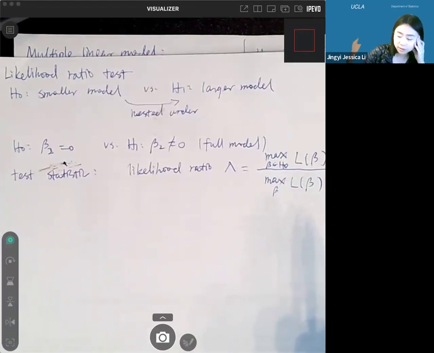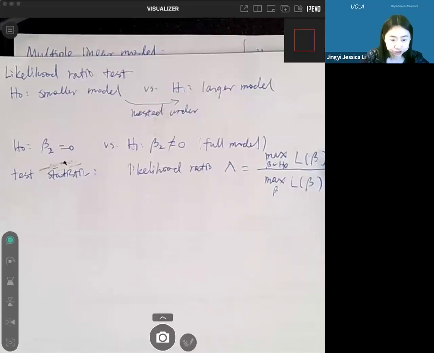The second, the denominator, right? Because it has less constraint, we can make it larger. So therefore, we know this ratio is for sure less than 1, right? And also we know that we prefer to work with log likelihood instead of likelihood.